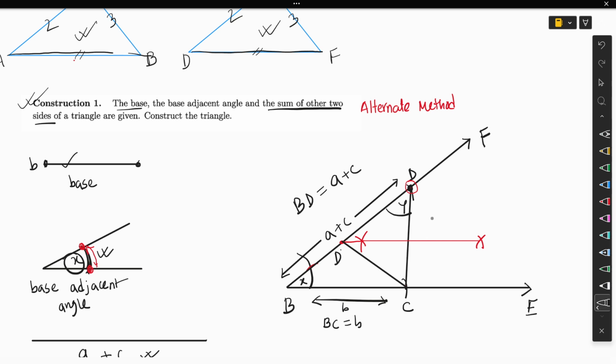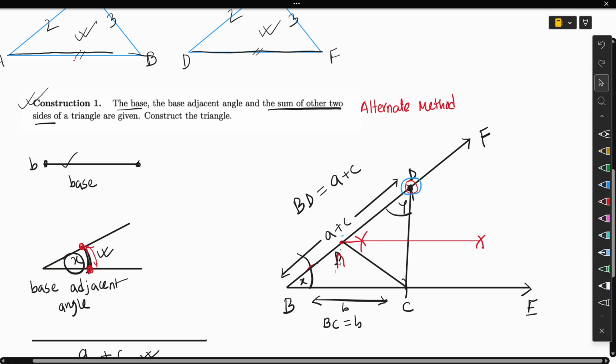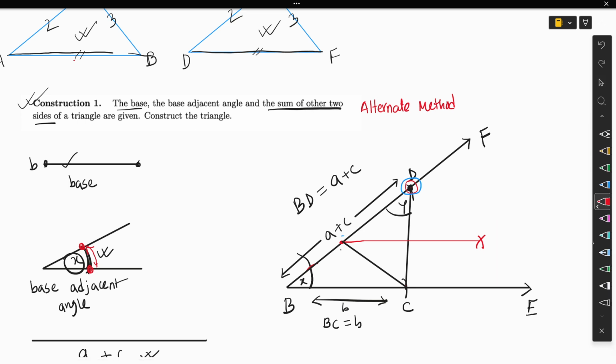Here I'm marking 2 triangles. This blue color triangle, this is blue color D. Oh, we have already used D. Let's say this is A. We haven't used A. Let's say this point is A, and this point is G. Okay, so we have 2 triangles.